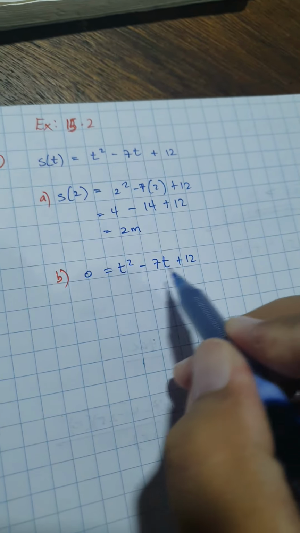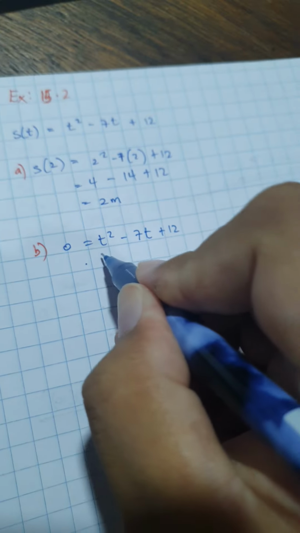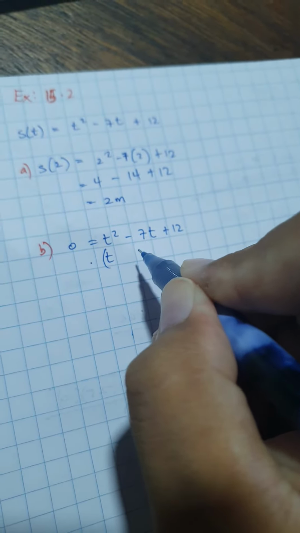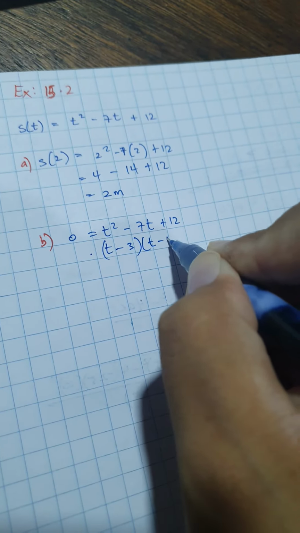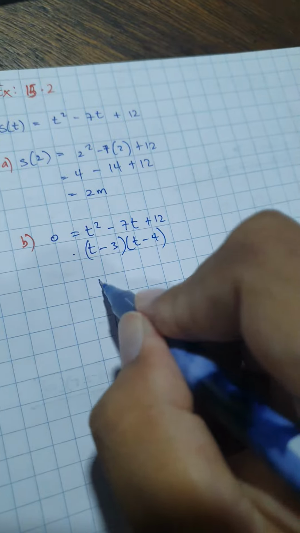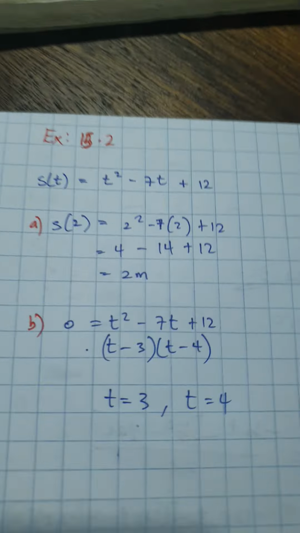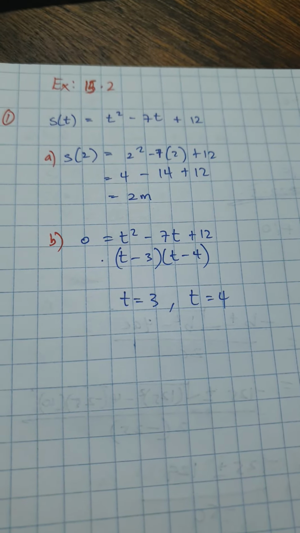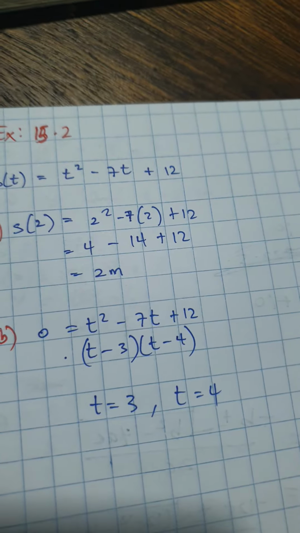And you can factorize to get the time. The factors of 12 that add up to negative 7 are 3 and 4, both negative. So that's (t minus 3)(t minus 4). Therefore, your answer is t equals 3, t equals 4. So those are the two times the object reaches 0, the origin. Okay, now let's do another one.